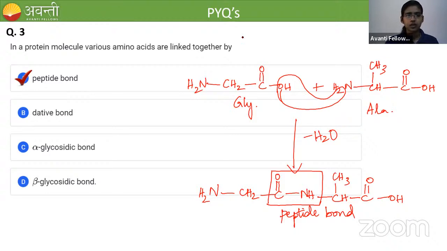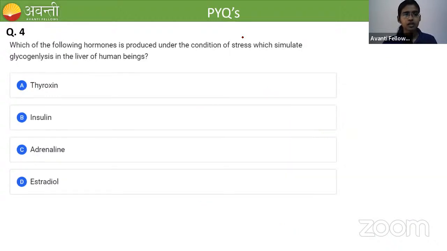Now I'll go for question number 4. Which of the following hormones is produced under the condition of stress which stimulates glycogenesis in the liver of human beings? Thyroxine, insulin, adrenaline, and estradiol. So what is the answer for this? Bhavnagar students, can you try for it? Which hormone is produced under the condition of stress?